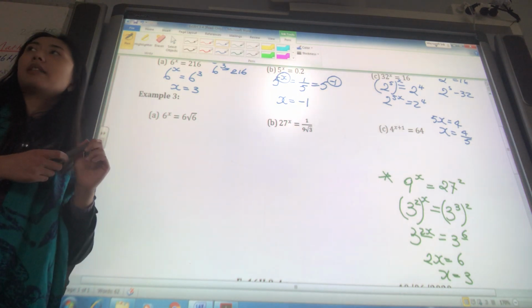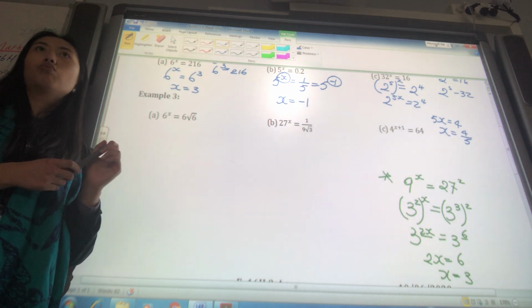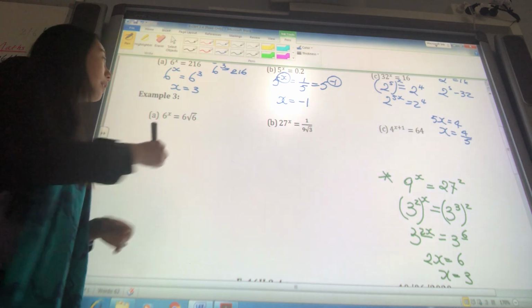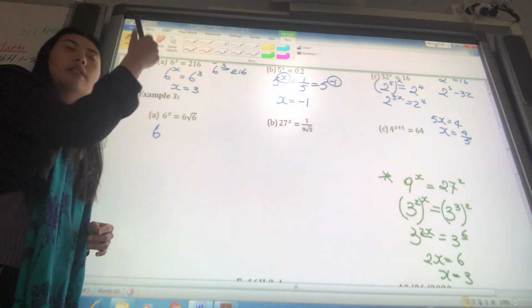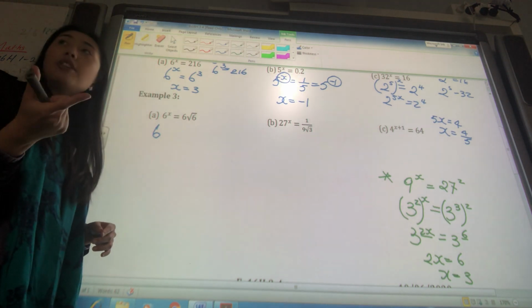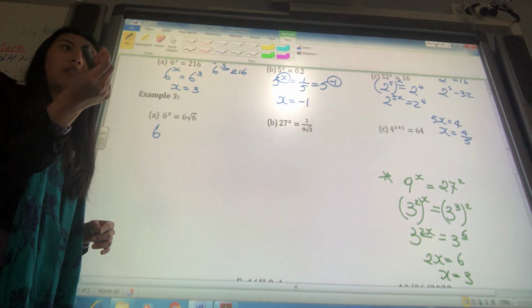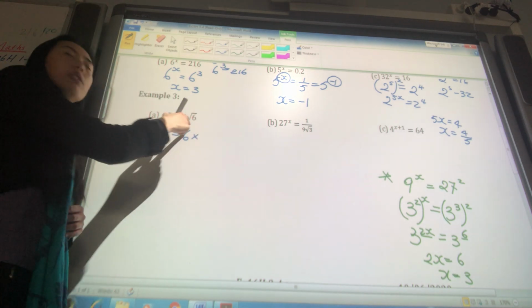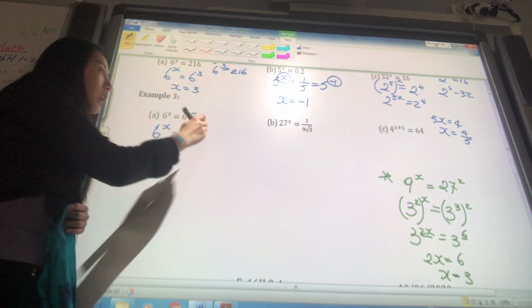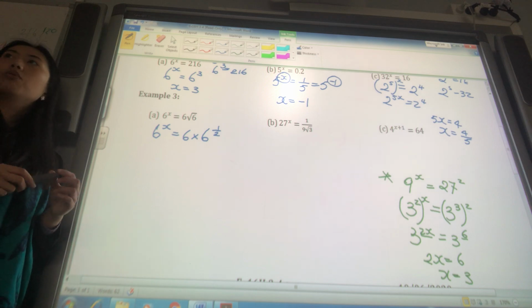So 6 to the power of x equals 6 root 6. What would you do? Put it into indices first, right? If a number has fractions and surds, first change these things into indices, because once you've done that, you can combine the powers and the whole thing makes a lot more sense. So it'll be 6 to the power of x equals 6 times, what's the square root of 6? 6 to the power of 1 over 2.